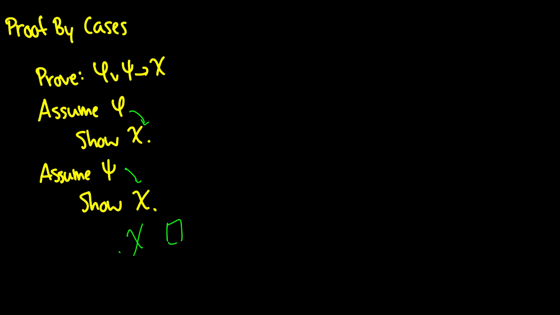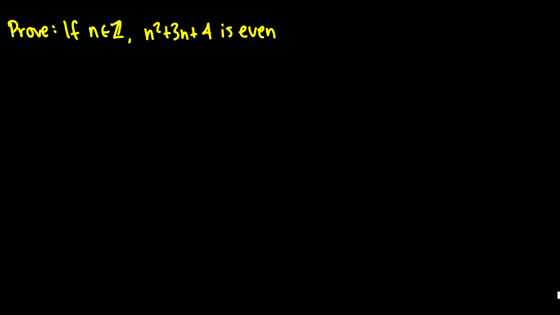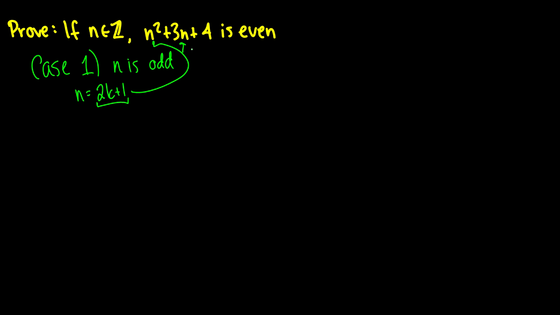So, as a better example, we have if n is an integer, then n squared plus 3n plus 4 is even. Now, why is this a proof by case? Well, case 1 is that n is odd. Okay, so then n is going to be 2k plus 1. So we have to show that n squared plus 3n plus 4 is even. So let's substitute 2k plus 1 into each occurrence of n.